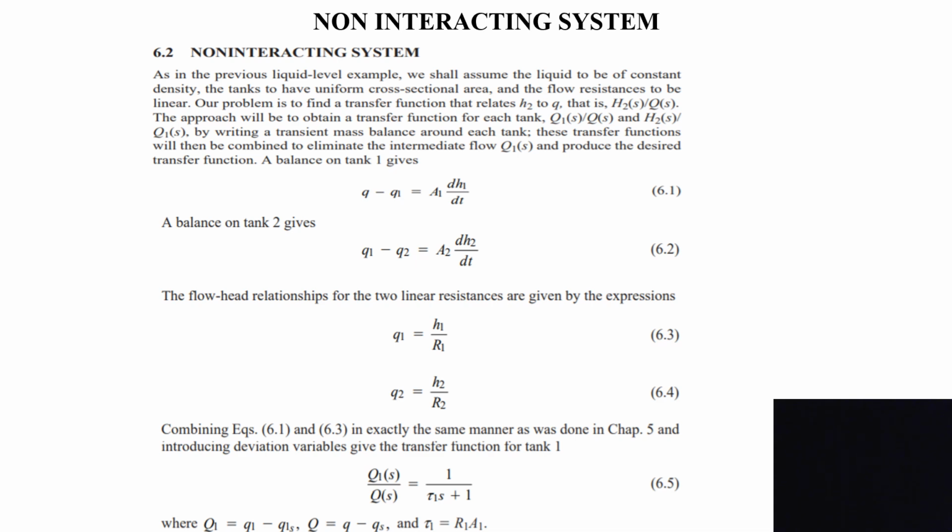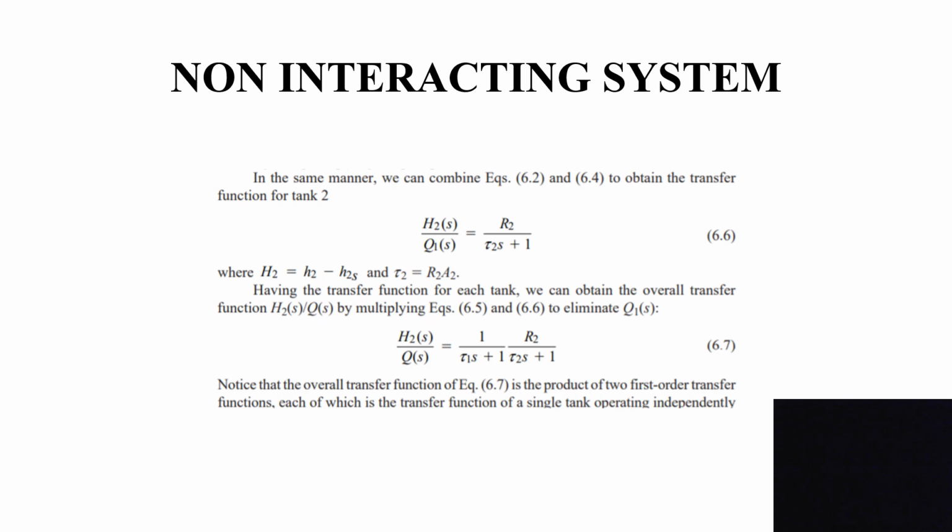There are two control valves at the outlets of tank 1 and tank 2, with the respective resistances R1 and R2. So you can write Q1 as H1 by R1 and Q2 as H2 by R2. Just try to simplify these equations and arrive at the Laplace transform for the first tank and the second tank. The first tank's transfer function is Q1 by Qi equals 1 by (tau1 s plus 1), where tau1 is the time constant of the first tank, which is R1 into C1. Similarly, for the second tank it is R2 by (tau2 s plus 1).